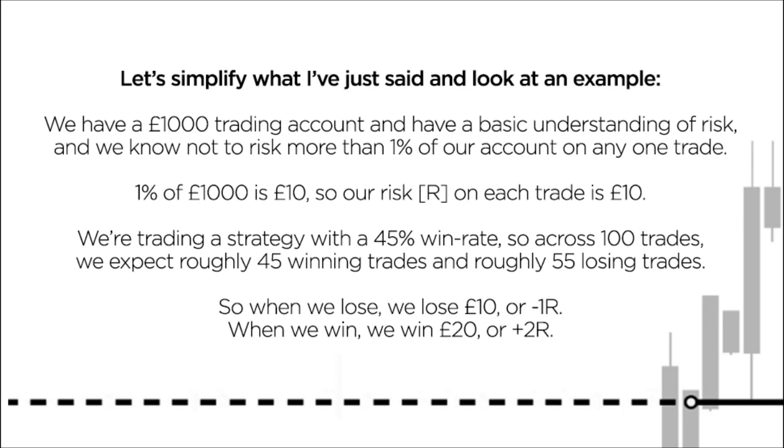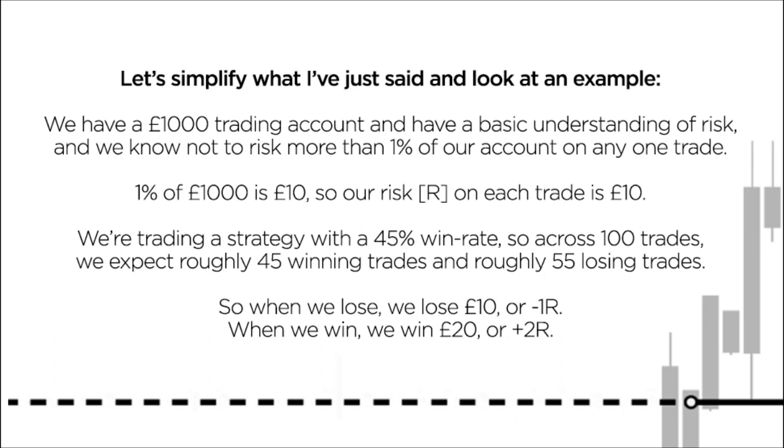So let's simplify what I've just said and look at an example. So we have a £1,000 trading account, a basic understanding of risk, and we know not to risk any more than 1% of our account on any trade. So 1% of 1,000 is £10. So our risk, or our R, on each trade is £10. So let's say we're trading a strategy with a 45% win rate or thereabouts. So across 100 trades, we expect roughly 45 winning trades and roughly 55 losing trades. Again, this is never going to be exact, but we expect thereabouts.